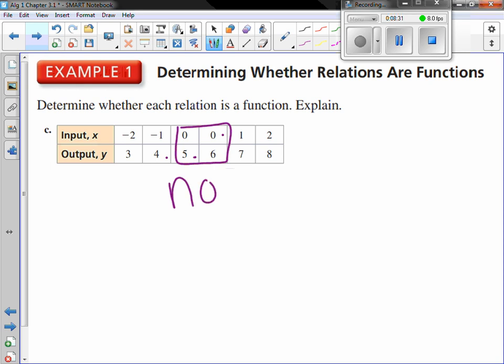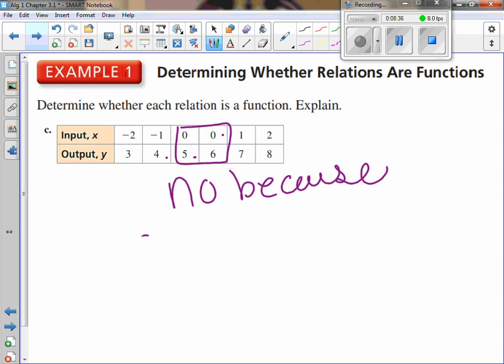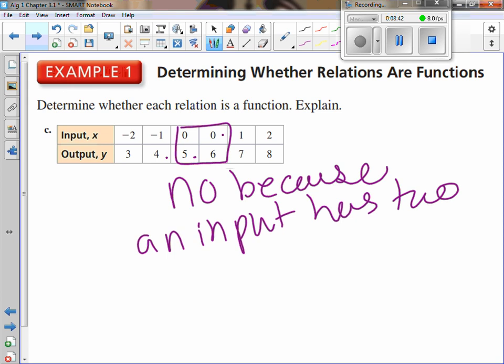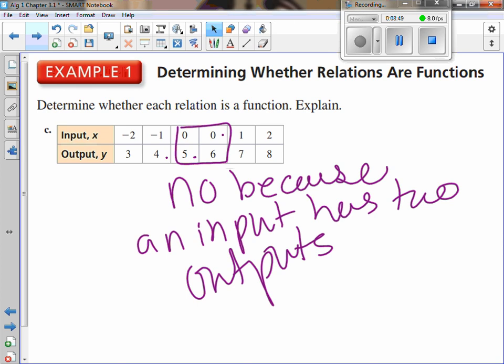So no, because an input has two outputs. So it's not a function. So for it to be a function, we cannot have two output values for the same input. Any questions on this here?